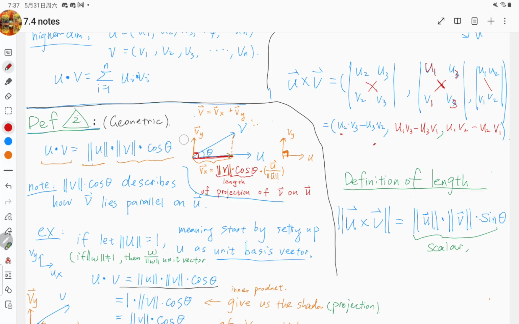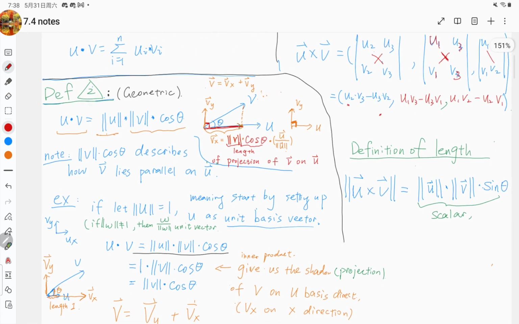We didn't get vector direction information from the inner product, right? Because the norm and cosine are all scalars. Just to make it clear, the length of Vx is exactly the norm of V times cosine theta, and the vector direction of Vx is the same as the direction of u, but the length of u we don't know, so we divide by the length of vector u, the norm, right?